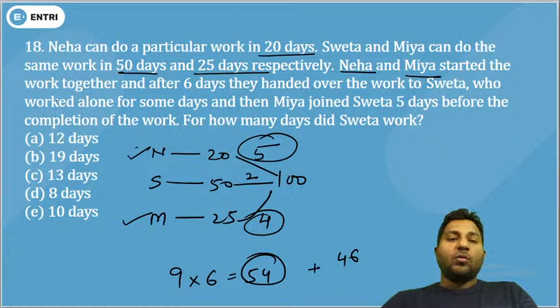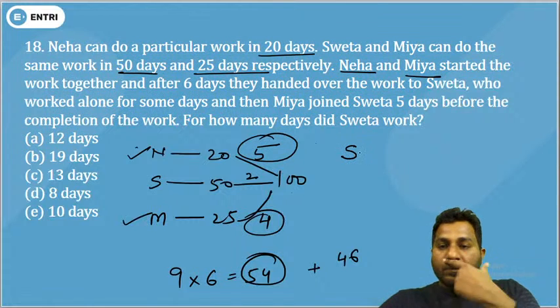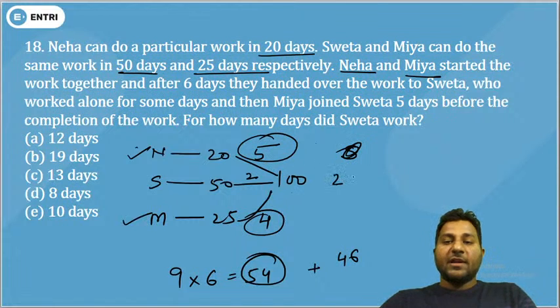Sweta worked alone for some days, and then Miya joined Sweta for 5 days before the completion of the work. So let's say Sweta has 2 efficiency and worked for x days. If Miya joined 5 days before the completion of the work, that means for the last 5 days Sweta and Miya will do the work.